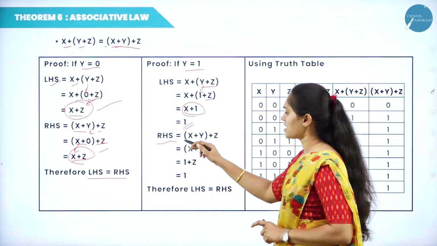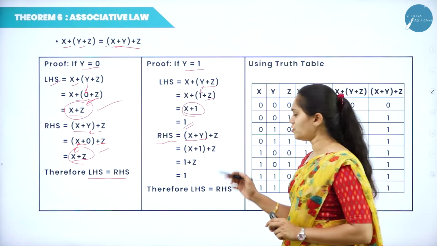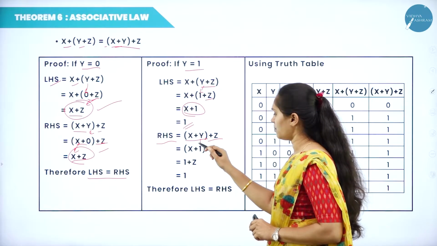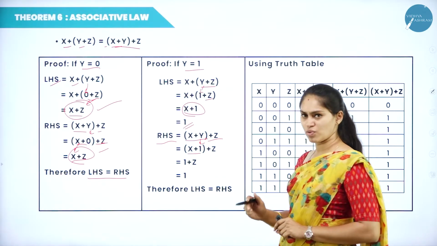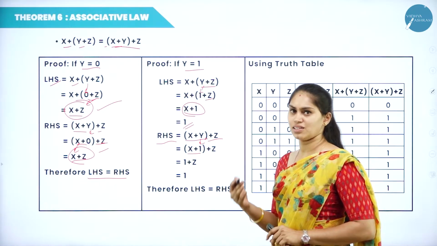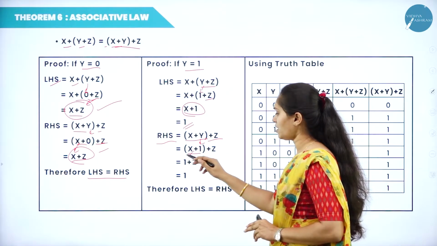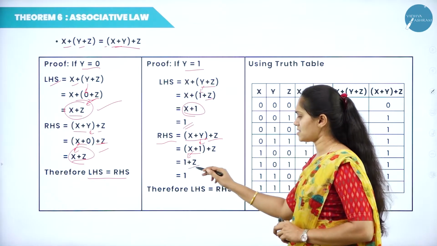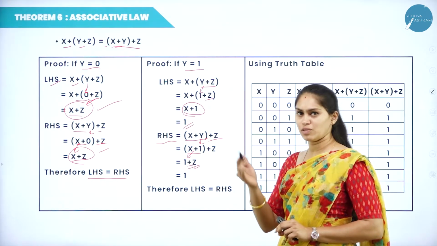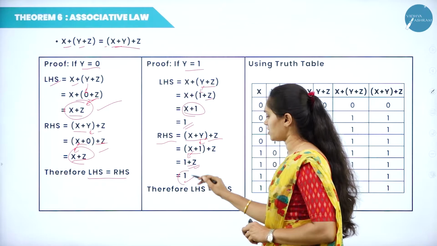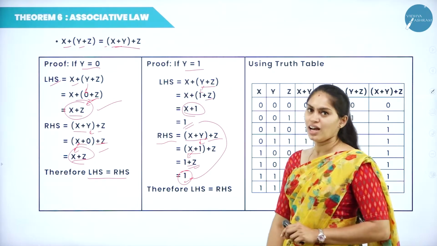Consider the RHS, (x plus y) plus z here. In the place of y put 1, x plus 1. Again, if I add any variable with 1, the resultant will be 1 itself. So 1 plus z. If I add any variable with 1, again it will be 1. So that LHS is equal to RHS.